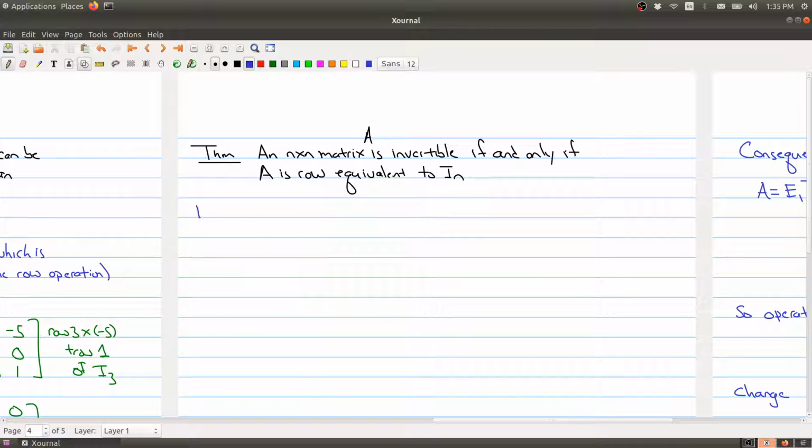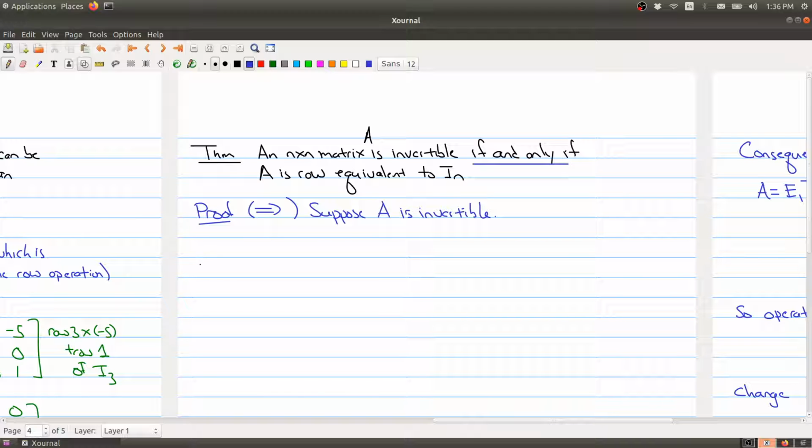I'll try to go through this slowly to show you all the details. One thing to pay attention to is that this is an if and only if statement, so there are two directions that we need to prove. For the first direction, we're going to assume that A is invertible. Our goal is to show that this matrix can be row reduced to the identity matrix.